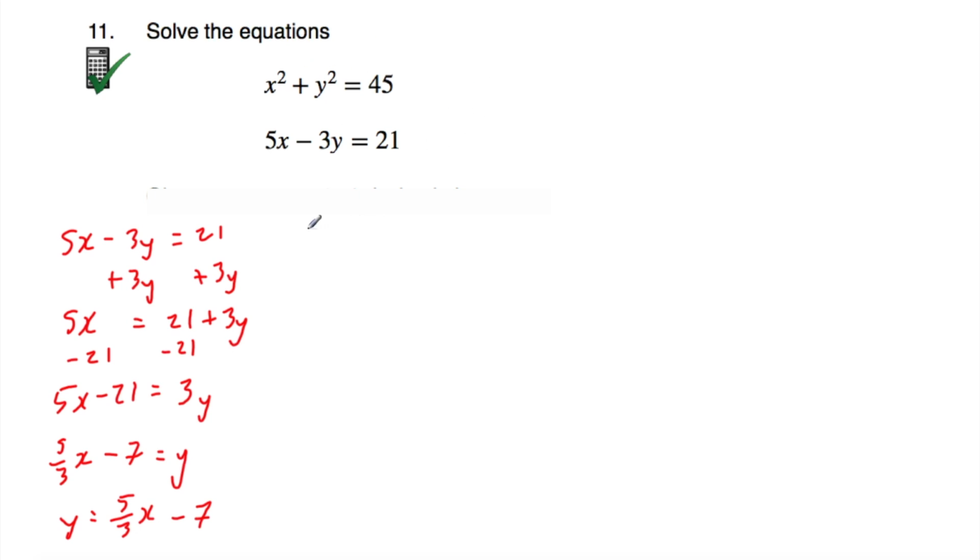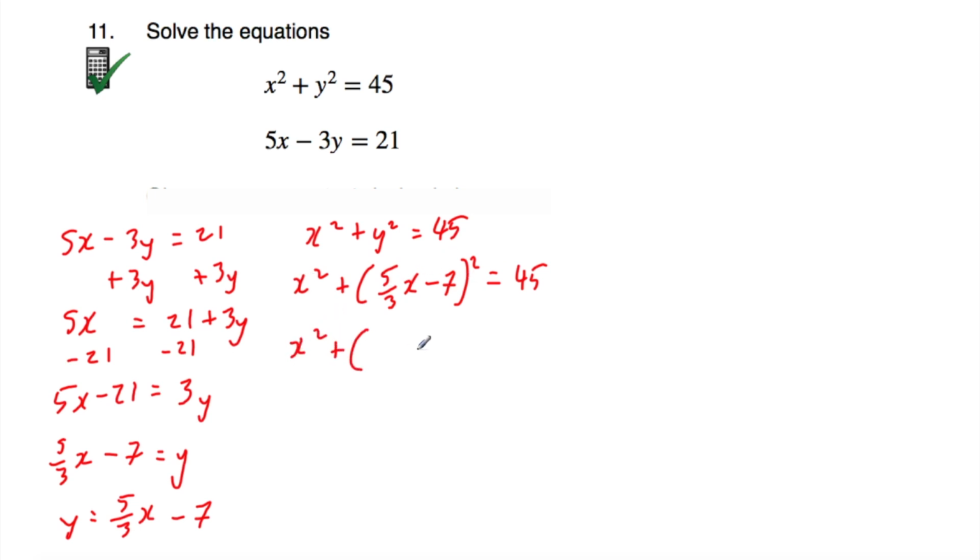So we've got x squared plus y squared is equal to 45. We're going to replace the y with 5/3 x minus 7. So we're going to have x squared plus, and then instead of y, we write a bracket: 5/3 x minus 7, squared, and then equals 45. Now, with a bracket squared, remember we write it beside itself, so we've got x squared plus, and then we write the bracket twice, 5/3 x minus 7, and then 5/3 x minus 7, close brackets, equals 45. And now let's expand this.